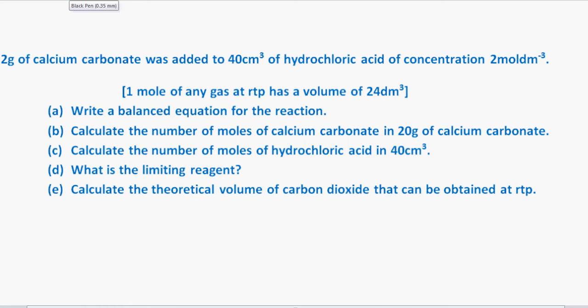Okay. Now, in this question, we have 2 grams of calcium carbonate being added to 40 cm cube of hydrochloric acid of concentration 2 mole per dm cube. Now, this is a typical examination question. And in this question, we are assuming that we are dealing with RTP. And we know at RTP, 1 mole of a gas occupies 24 dm cube. The first part of the question asks to write a balanced equation for the reaction.